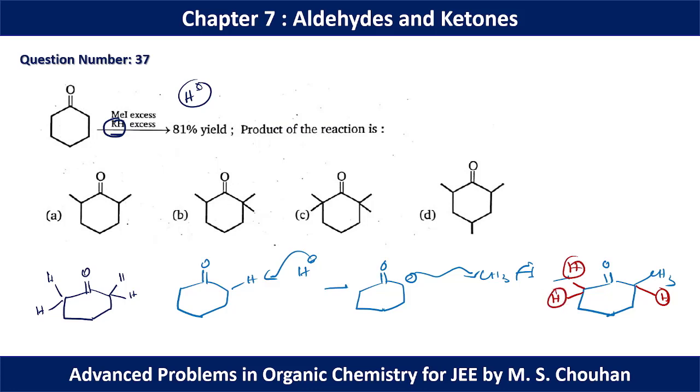So 4 equivalents of KH should be used. We have excess, so no problem with that, and 4 equivalents of methyl iodide should be used. We have excess, so no problem with that also. So the final product in question number 37 is clear, that is it is going to be option C.